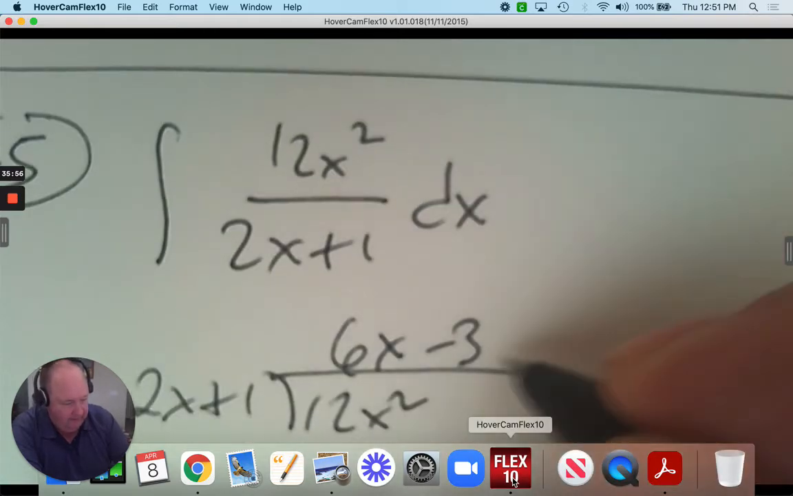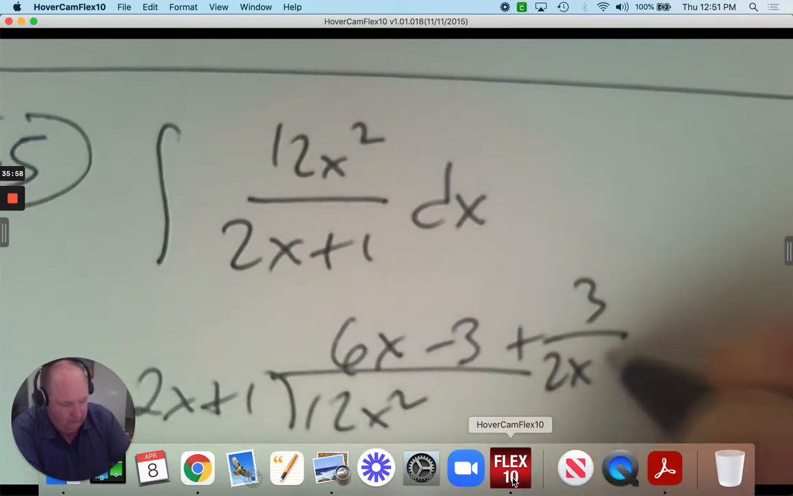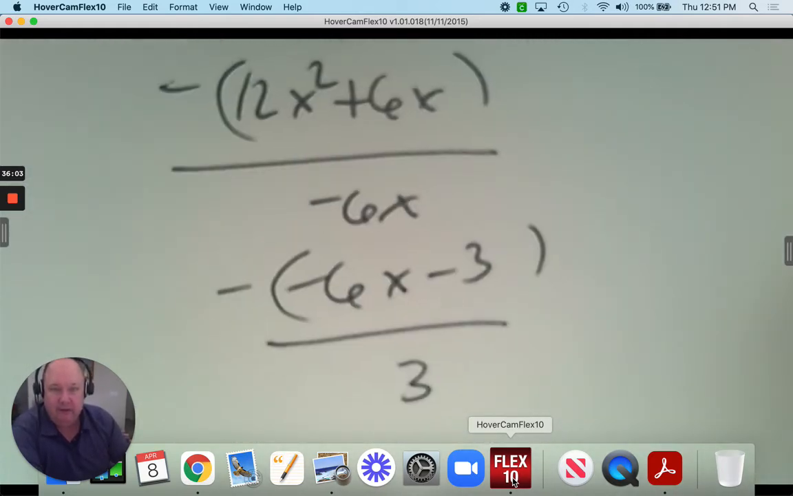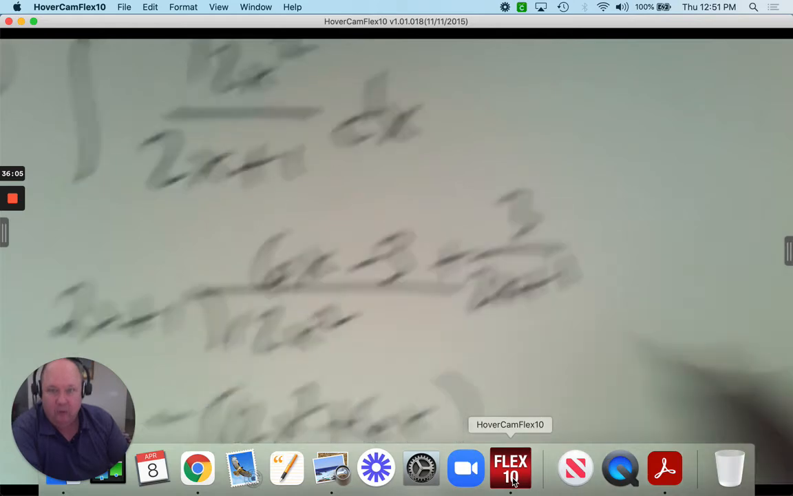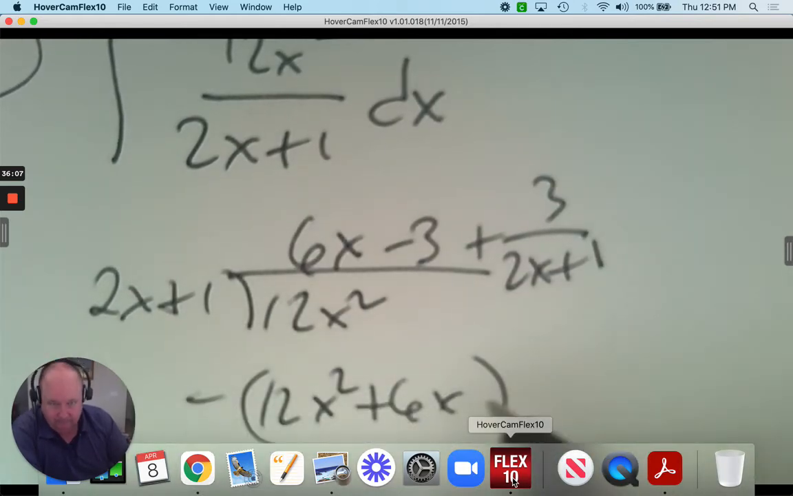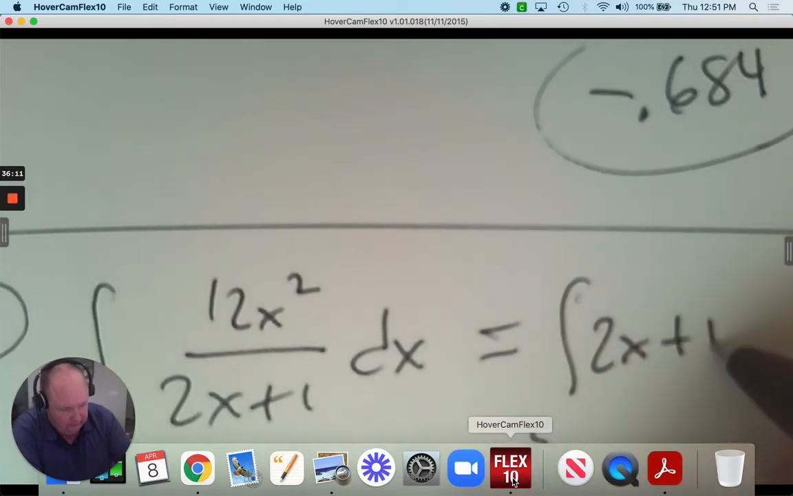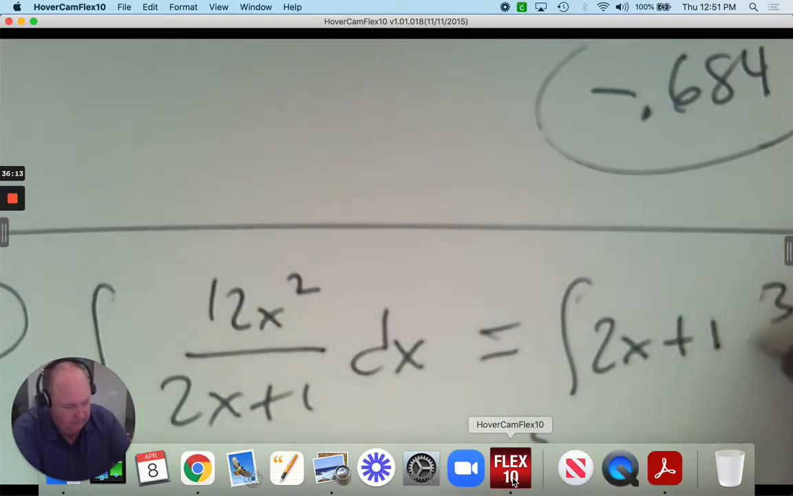So I have the answer like this. So I have 6x subtract 3. The remainder gets written over the divisor. And now that's what I'm integrating. So I'm going to write this here. 6x minus 3 plus 3 over 2x plus 1.